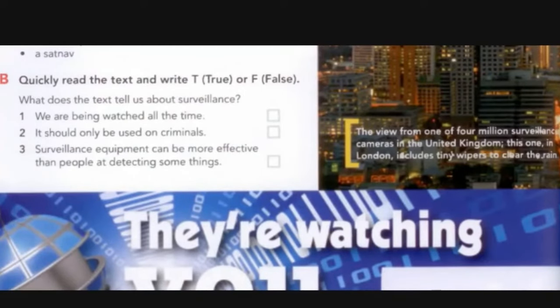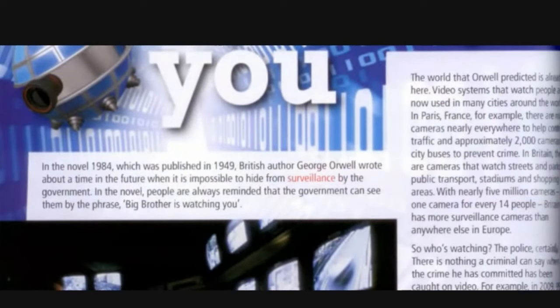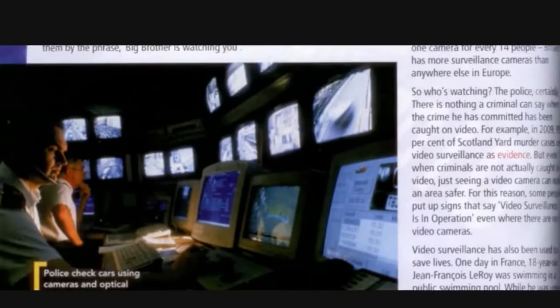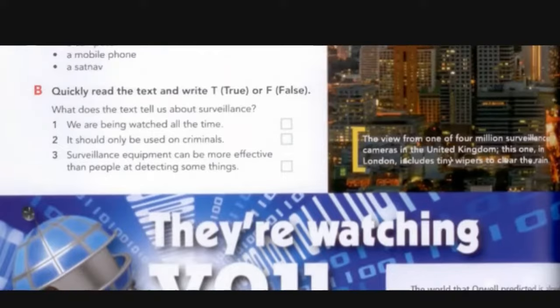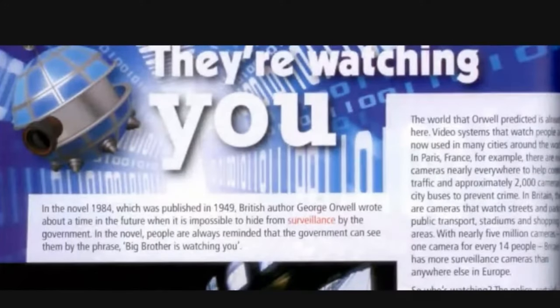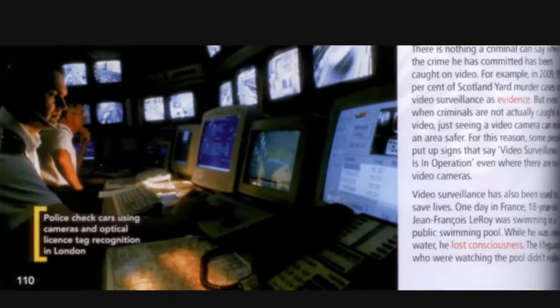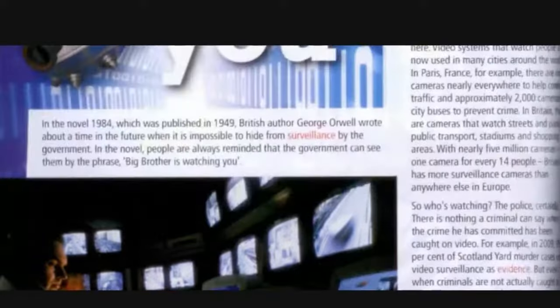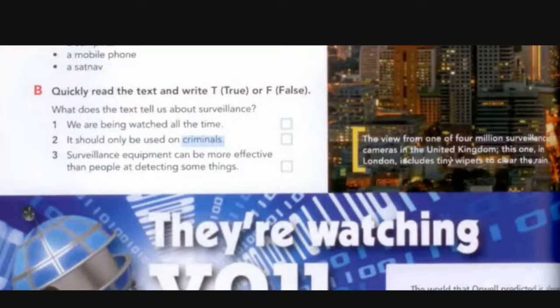Number two: it should only be used on criminals. Yifeng, what's your answer for number two? Is it true or false? Actually, paragraph two also has the answer already. Read paragraph 2 and paragraph 4 again. They didn't mention anything about criminals, but they give you the answer whether this statement is true or false. Yifeng, read through them again and tell me whether it is true or false.